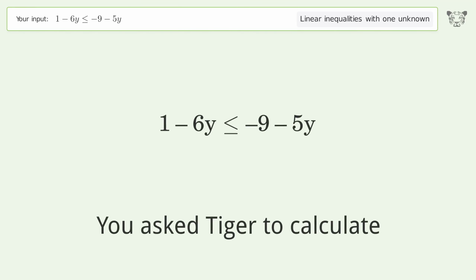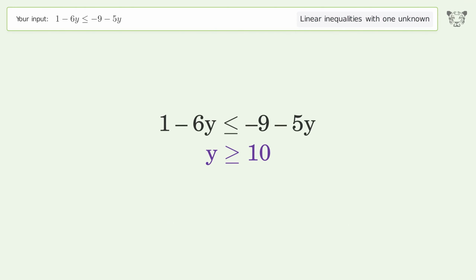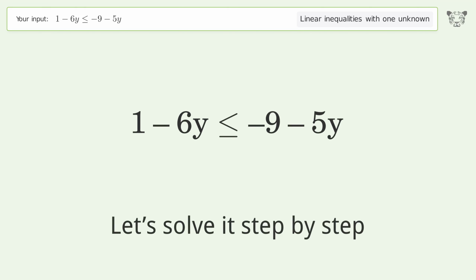You ask Tiger to calculate. This deals with linear inequalities with one unknown. The final result is y equal or greater than 10. Let's solve it step by step.